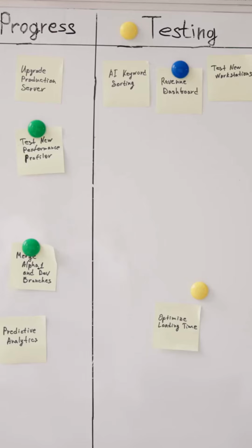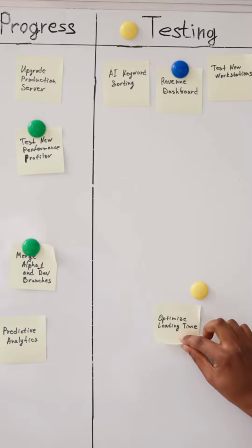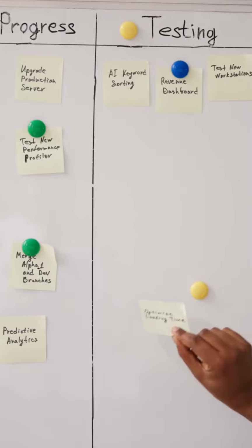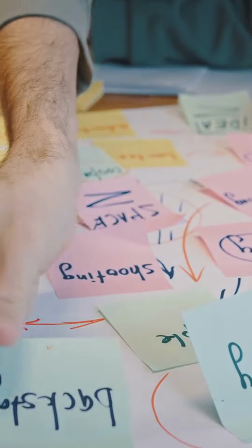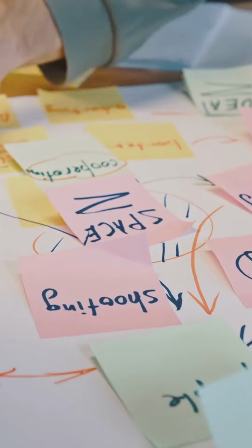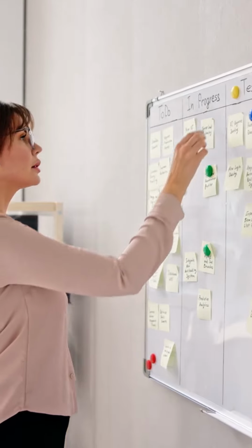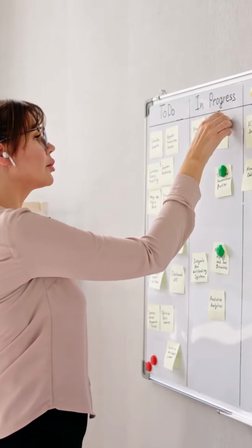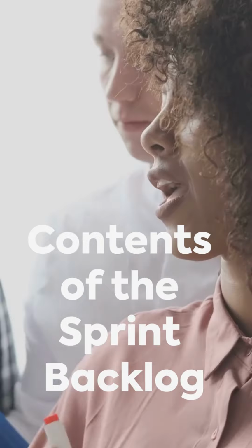How the Sprint Backlog is created. The Sprint Backlog is formed during the sprint planning meeting. The team collaborates to select the most important PBIs from the Product Backlog and defines a sprint goal, a clear objective to guide the sprint. The selected items are then broken down into smaller tasks, such as coding, testing, or writing documentation, which are added to the Sprint Backlog.